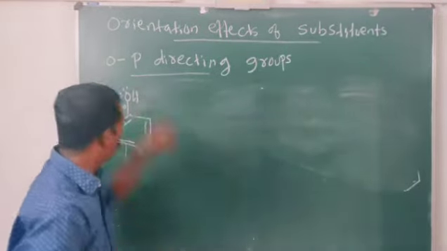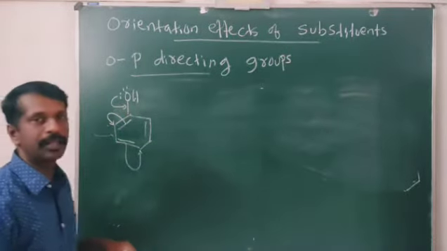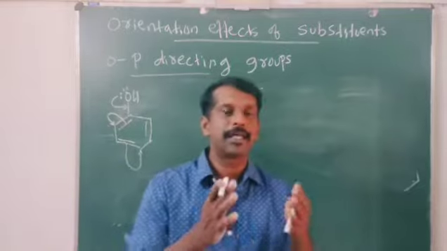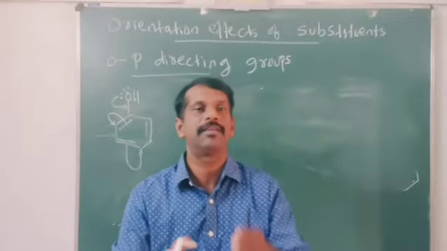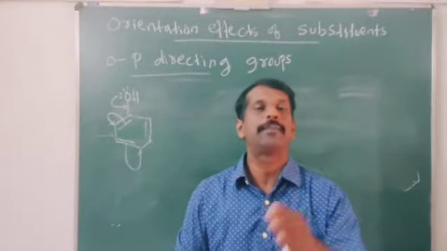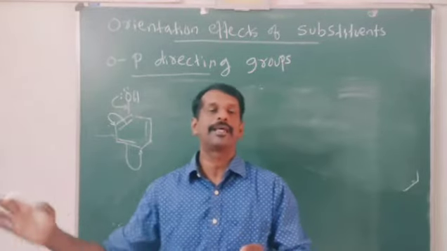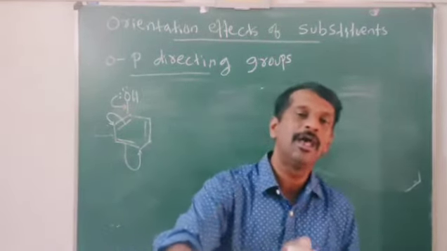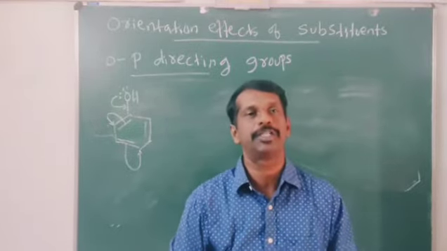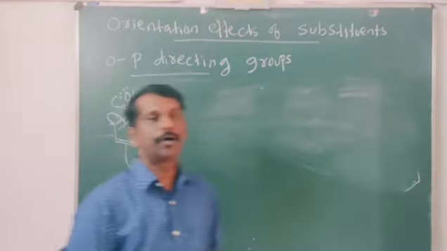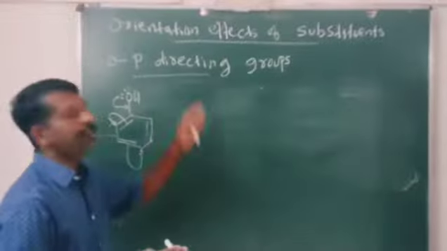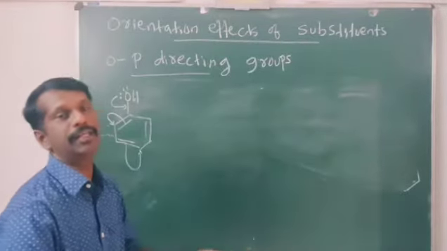We can see that when the OH group is attached to the benzene ring, again because of the plus R effect or plus M effect, the ortho and para positions are negatively charged. Therefore the incoming electrophile will attack at the ortho and para positions. Such groups are called activating groups.